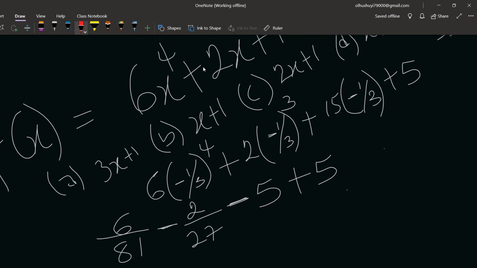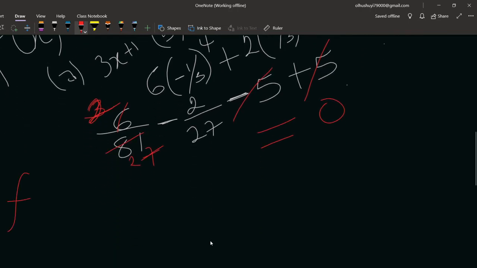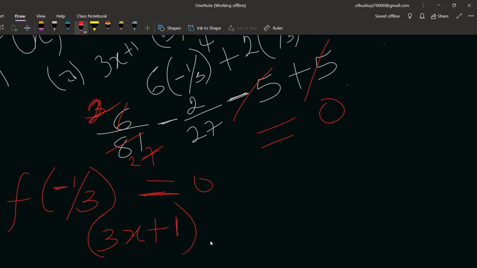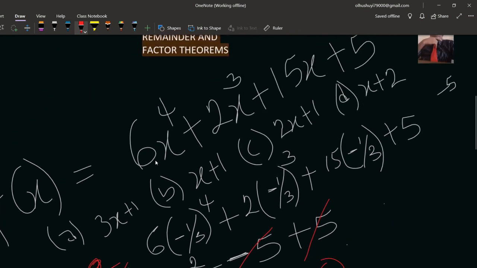So this and this will cross out. 6 over 81 simplifies to 2 over 27. So you have 2 over 27 minus 2 over 27, and that is equal to 0. So that implies that f of minus 1 over 3 is equal to 0. And that shows that 3x plus 1 is a factor of this function.